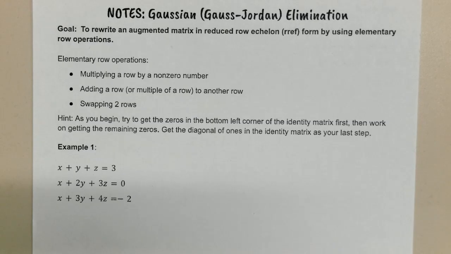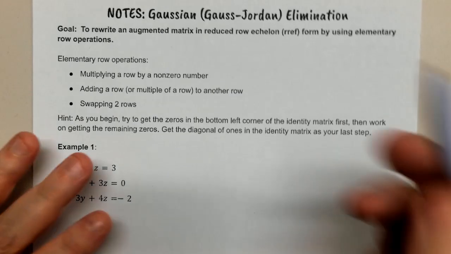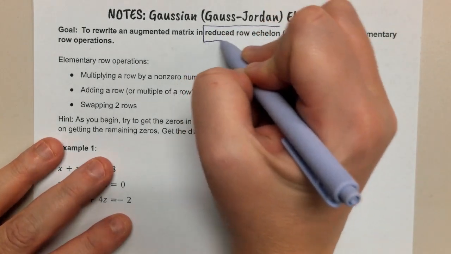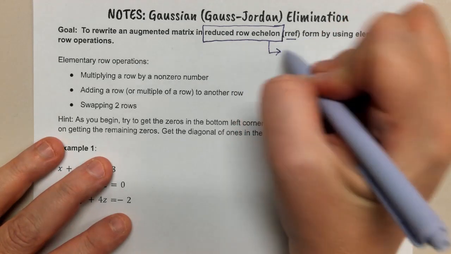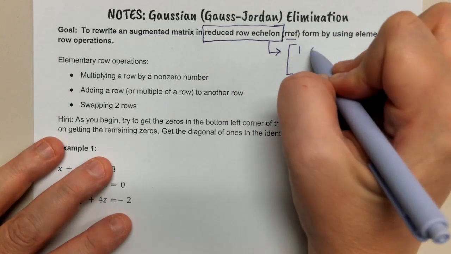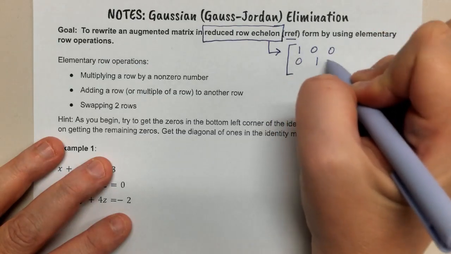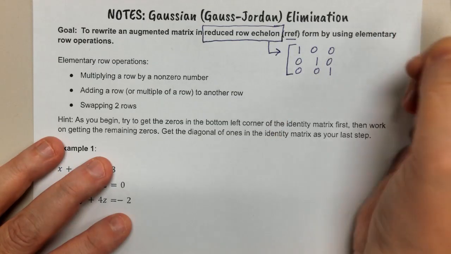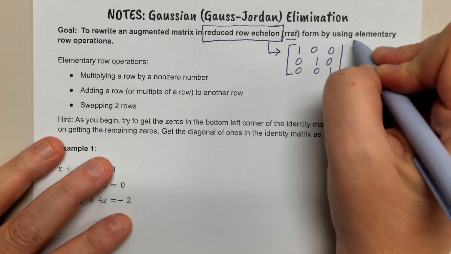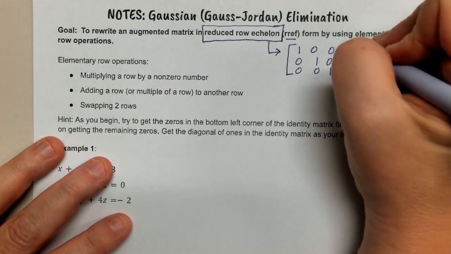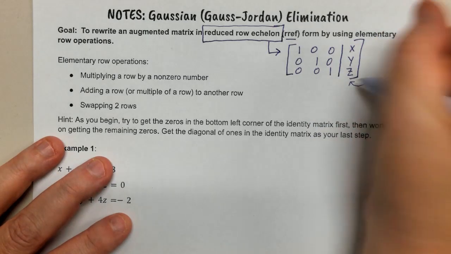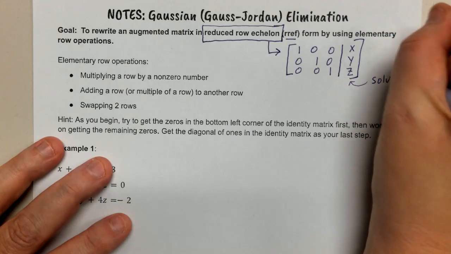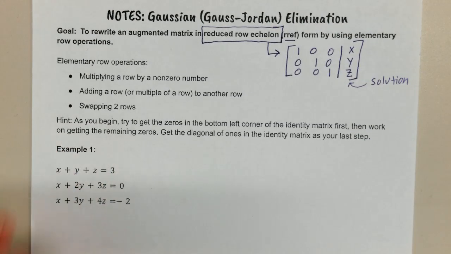row operations. So first off, this reduced row echelon form, that's what your calculator gives you when you run that RREF command. So remember, we want that to look like the identity matrix, augmented or combined with your solutions. So this is going to be your solution for your X, your Y, and your Z. So that's our goal, to get that diagonal of ones surrounded by zeros.